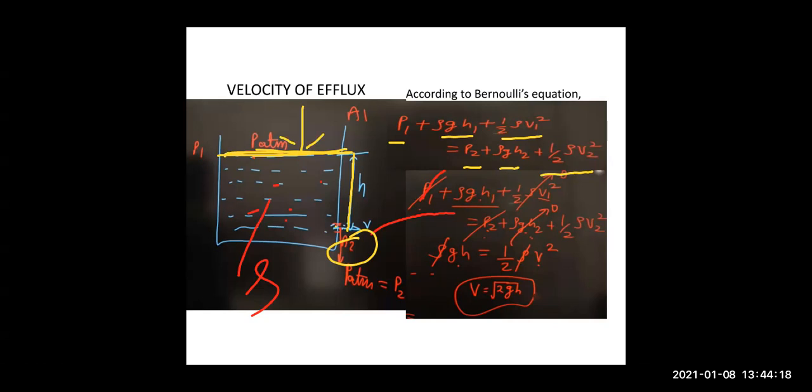So the pressure P1 is what? P atmosphere. Similarly, when the water is just coming out from this hole, it comes in contact with the air. So here also the pressure P2 is the atmospheric pressure. So P1 and P2 are the same, that is, they are P atmosphere. So children, in this equation P1 and P2 get cancelled. Right beta?